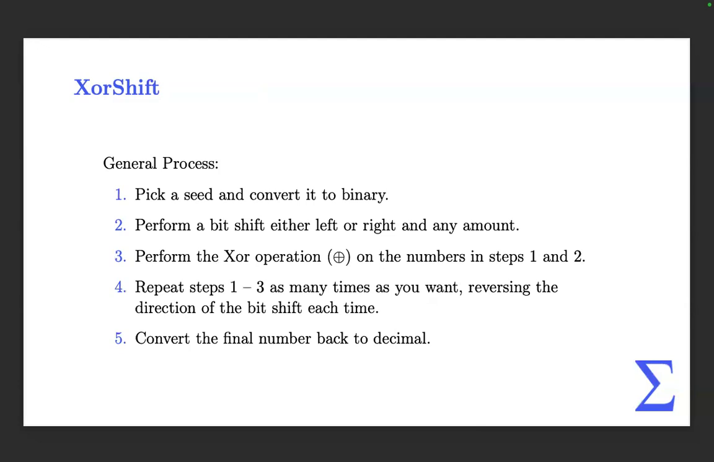And then you just repeat these steps as many times as you want, but I would alternate the direction of the bit shift each time. You don't technically have to, but again, it just makes things more random. And finally, once you've done that as many times as you want, you convert the final number back to decimal, and there's your random number.